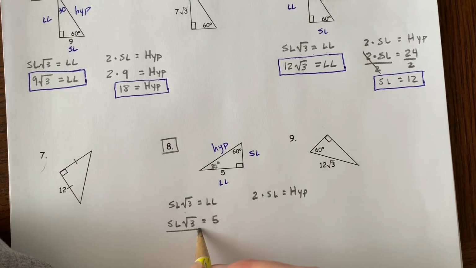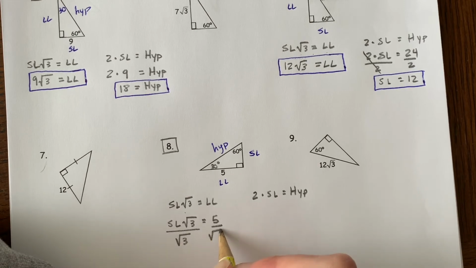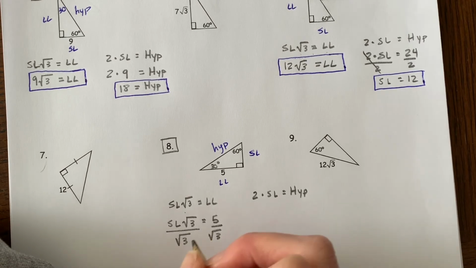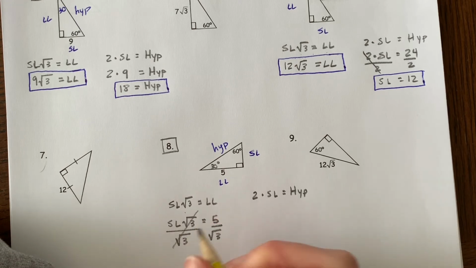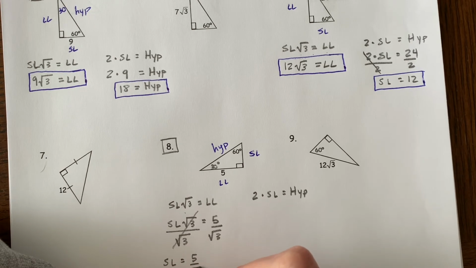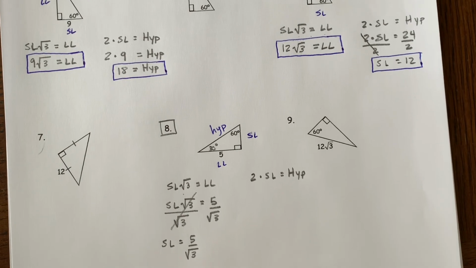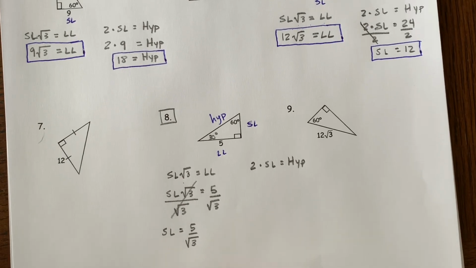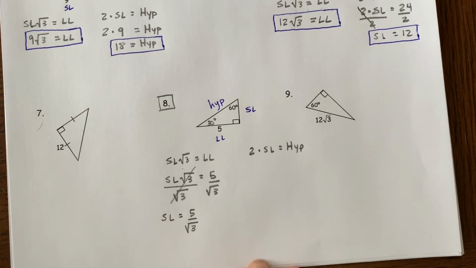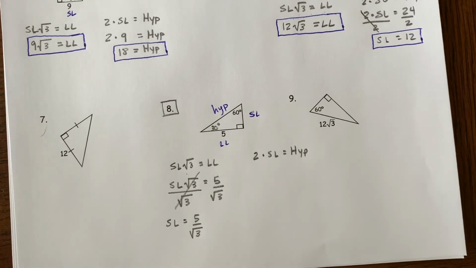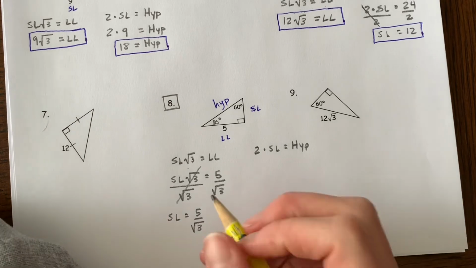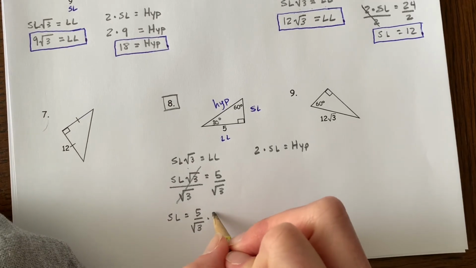This is short leg times radical 3. So to solve for the short leg, I do the opposite of multiplication, which is division, and I divide both sides by the square root of 3. On the left side, the short leg remains. And on the right side, I have 5 divided by the square root of 3. Again, I cannot leave a square root in my denominator. So I have to go through a process called rationalizing the denominator. So I'm going to multiply the numerator and the denominator by the square root of 3.